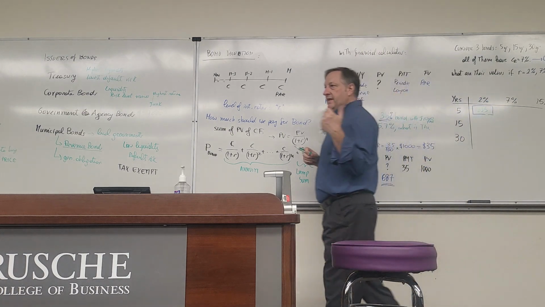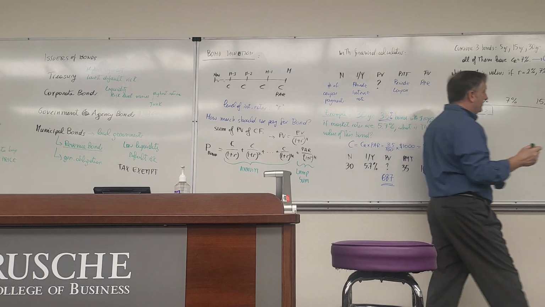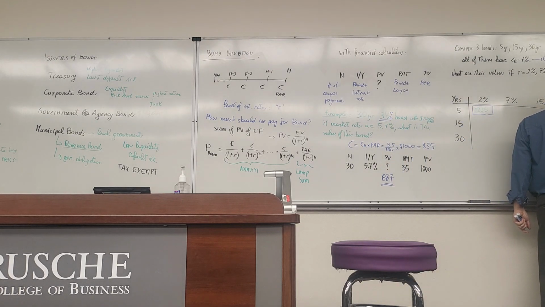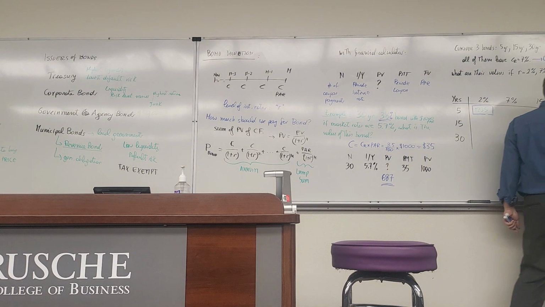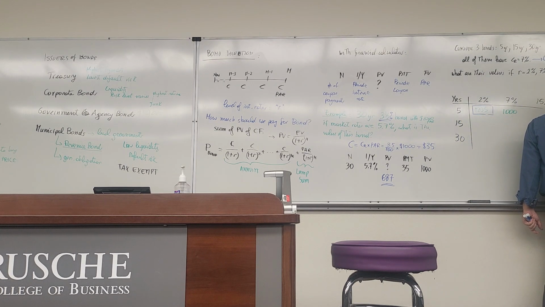So now, keep the same bond, just change the interest rate from 2 to 7%. So change these to 7, 1,000, and you should get 1,000. Then change 7 to 15, and what do you get? 732.